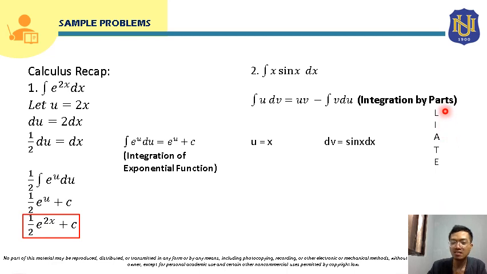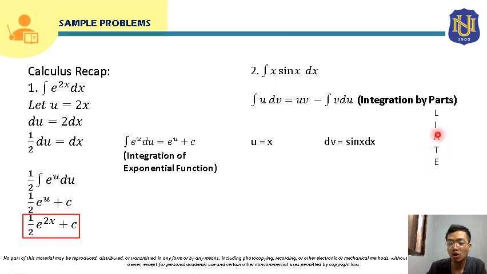This is the hierarchy of the functions that we should assign to variable u. The function that comes first will be assigned to u. For our given, x sine x, this is algebraic and trigonometric. So using LIATE, we can see that algebraic comes first before trigonometric function.